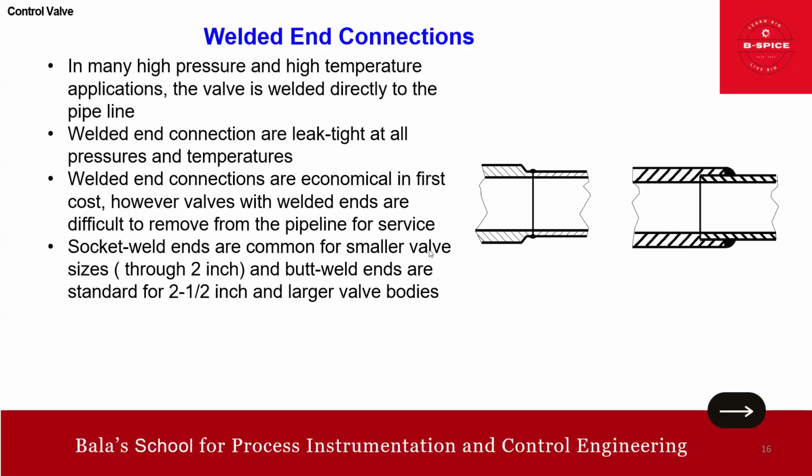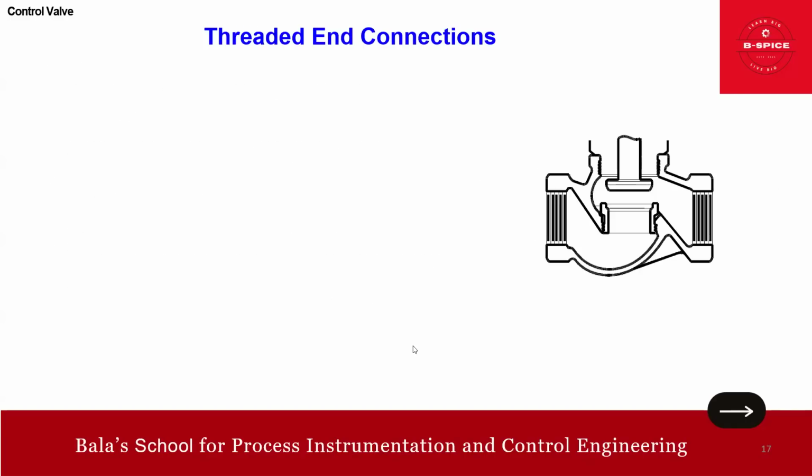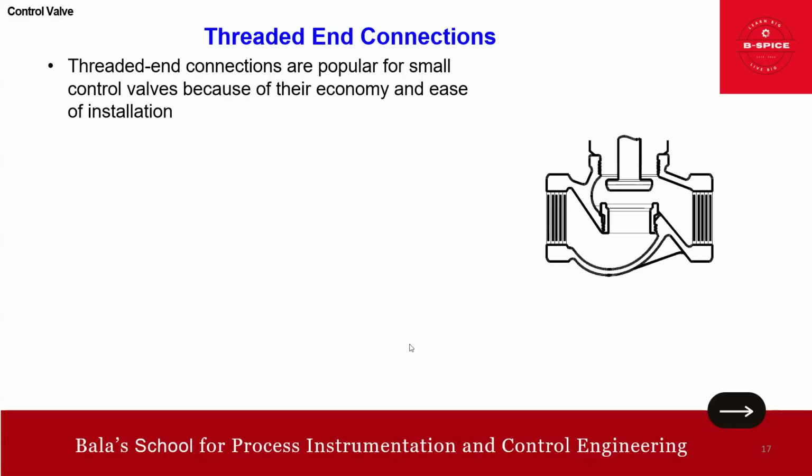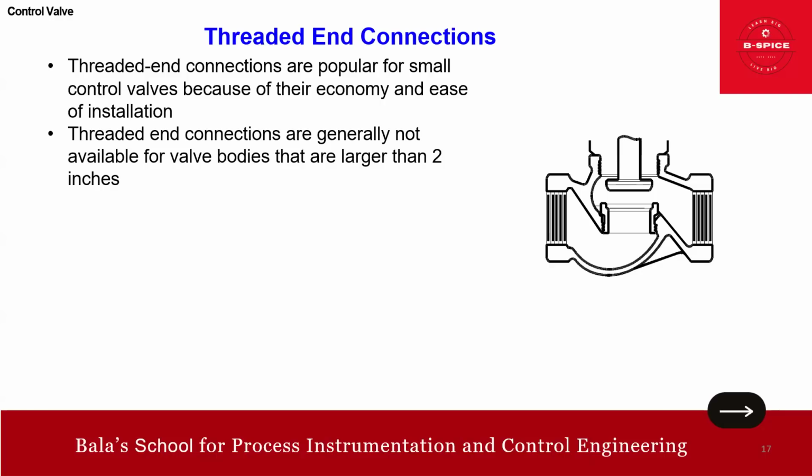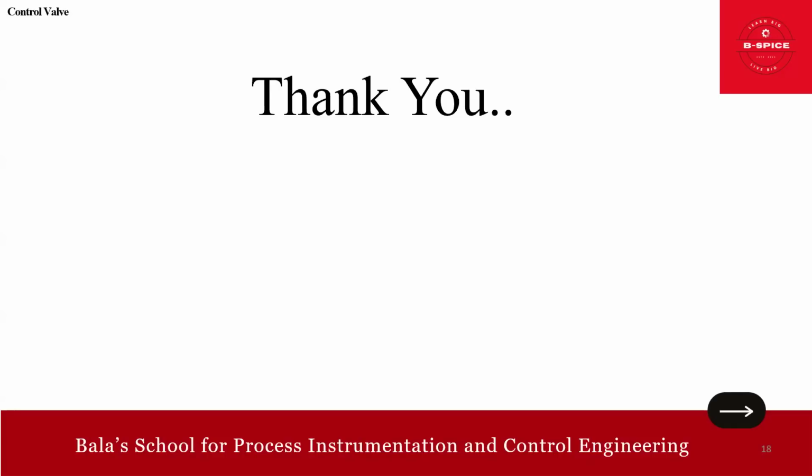Socket weld ends are common for smaller valves. You can see the socket weld here. Smaller valve sizes are through 2 inch, but butt weld ends are standard for 2.5 inch and larger. Okay, friends? You got it. This is also some info for you. Then we also have threaded connections, but I have never come across them, but I want to share. Threaded connections are popular for small controllers because of their economy and ease of installation. Threaded end connections are generally not available for valve bodies larger than 2 inches. So basically it's for less than 2 inches. That's all.